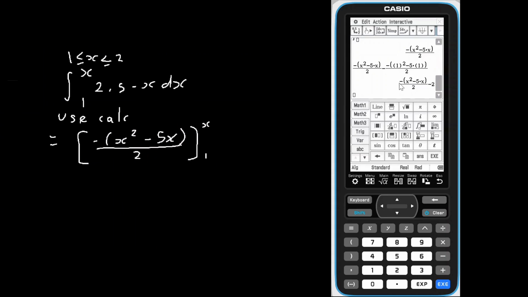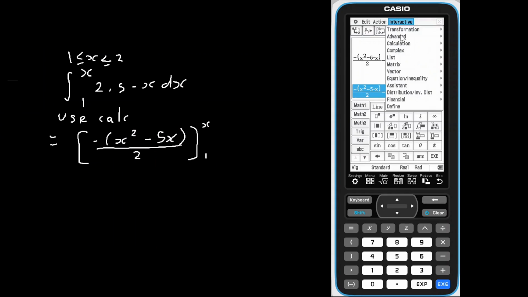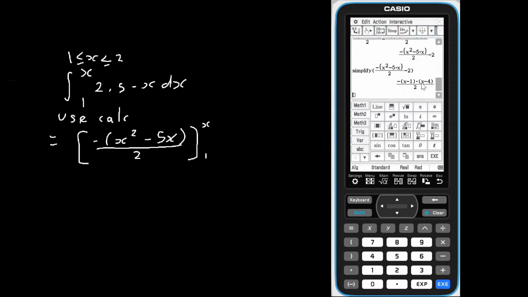And we hit enter. And what we can do is grab this, and just to make the maths a little bit easier, simplify. Okay, and this has given us a nice simple answer here. So this is now equal to minus (x minus 1)(x minus 4), all divided by 2.